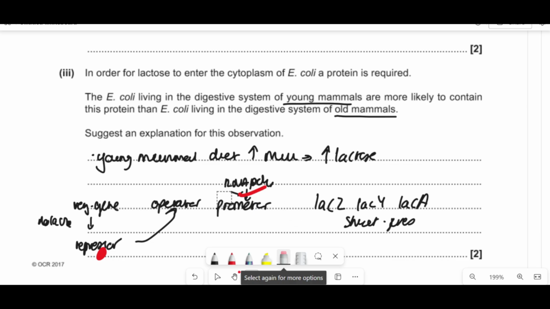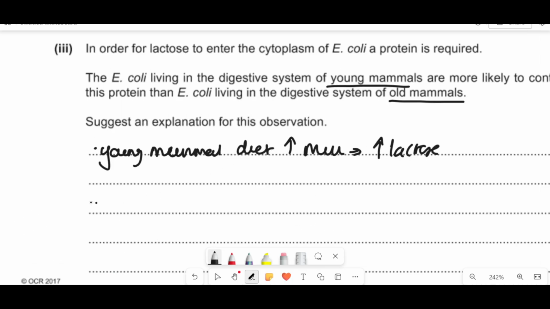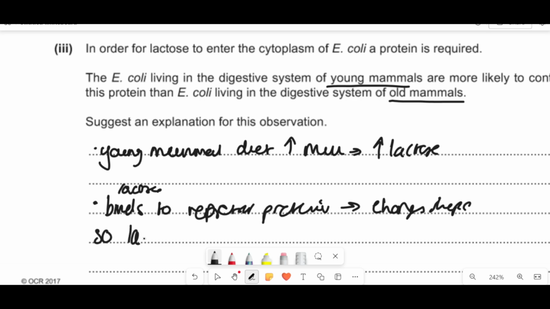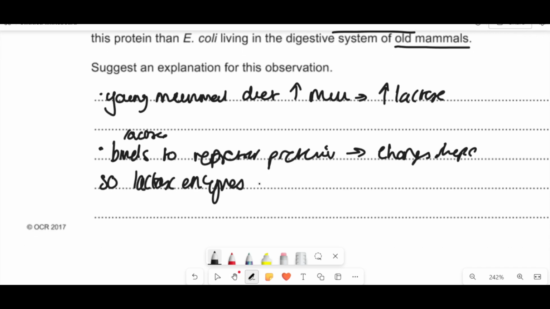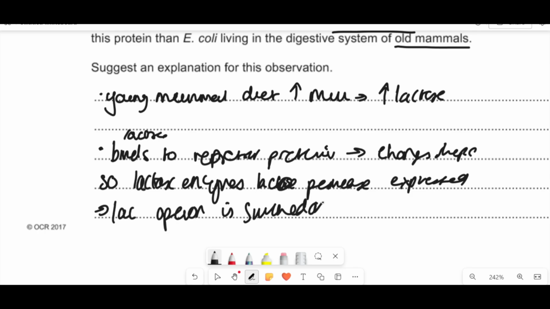So we need to describe that in this context here. Because they have more lactose in their diet, the lactose binds to the repressor protein, and that changes shape. So your lactase enzymes, including lactose permease, are expressed. In summary, the lac operon is switched on.